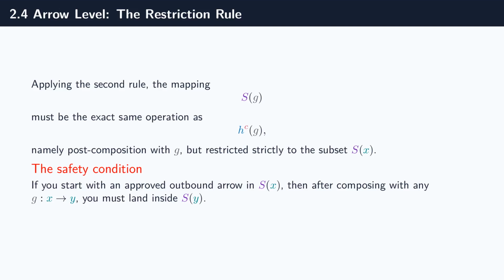At the arrow level, S of G must be the same as H superscript C of G, but restricted to S of X. Since H superscript C of G means post-composition by G, S of G also means post-composition by G. The safety condition is this. If an outbound arrow has been approved, then after composing it with any arrow that continues outward, the new outbound arrow is still approved.